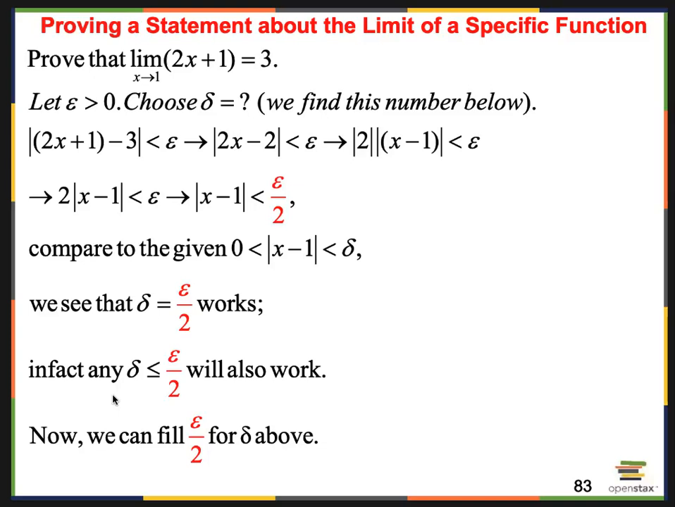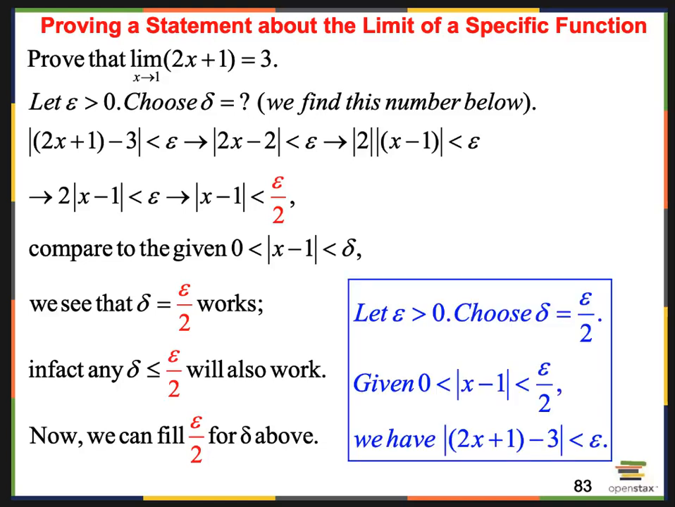Now we can fill in epsilon over 2 for delta above. So we're going to plug that in for our delta. So there's our delta right here. You can see our epsilon over 2. Or we can say that's what our delta equals, excuse me. So given the absolute value of x minus 1 is between 0 and epsilon over 2, we know that our function f of x minus L, the absolute value of that, is less than epsilon.